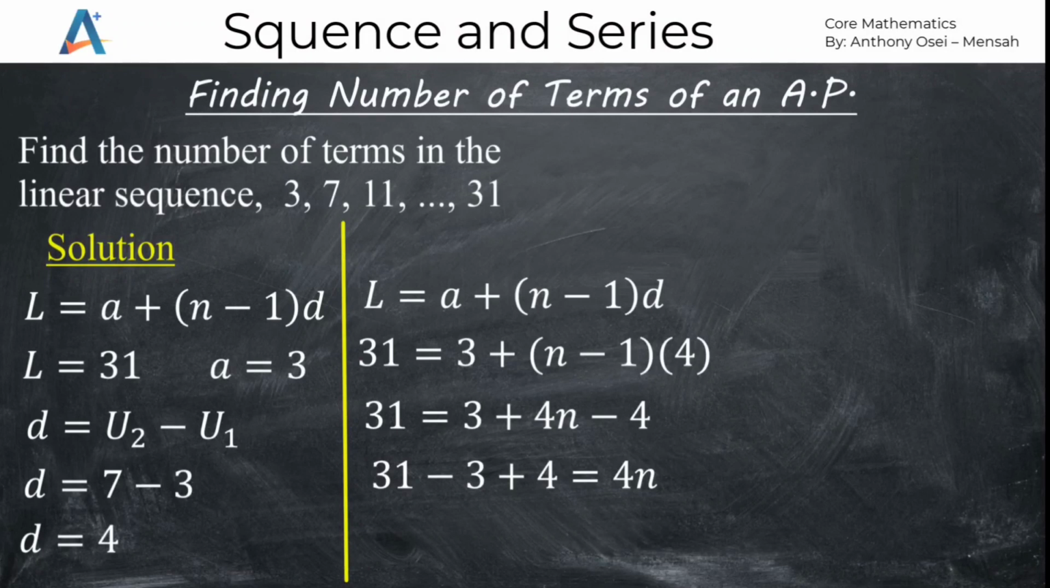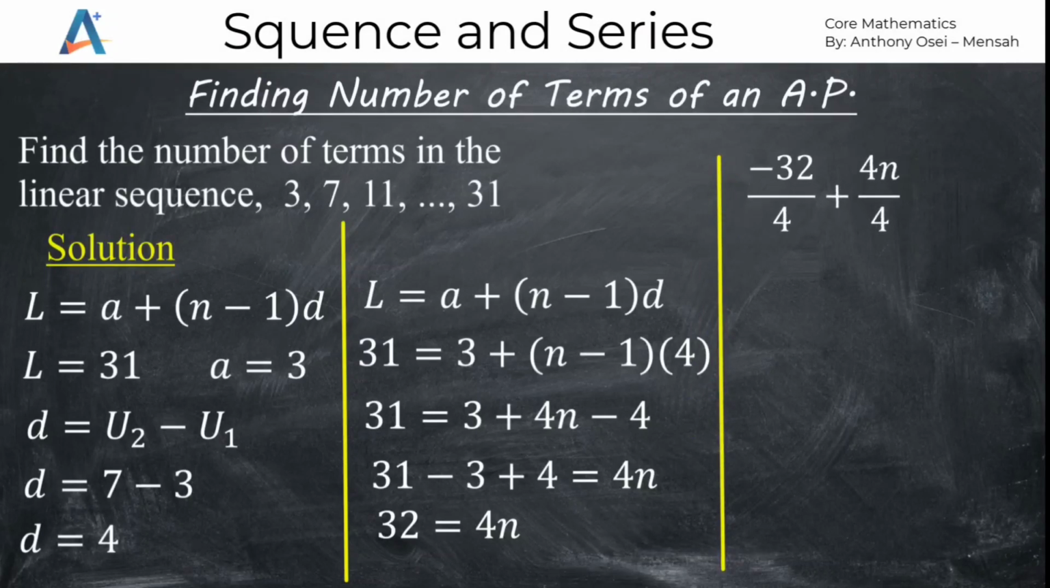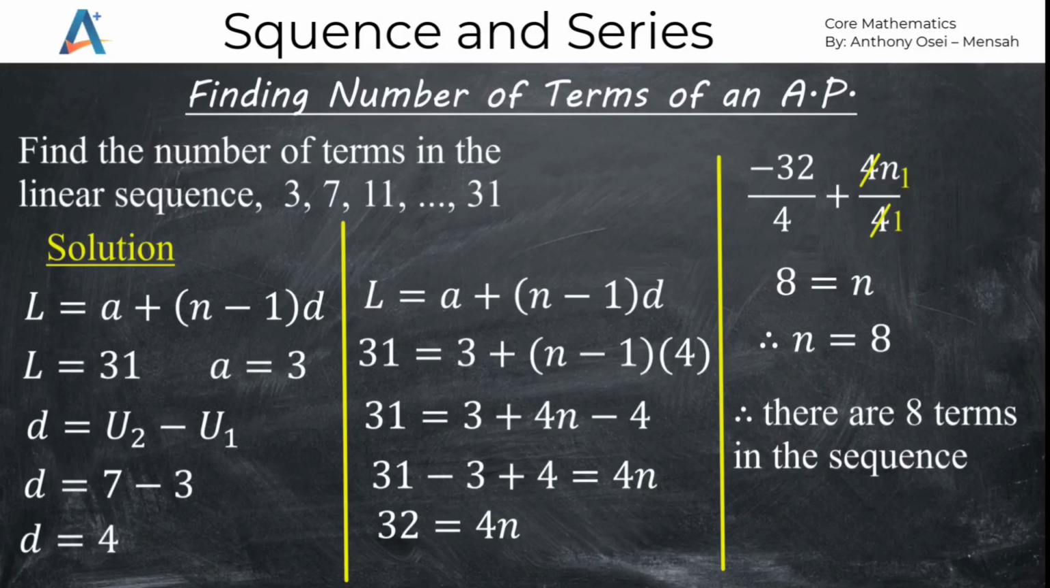Now, once you have grouped like terms, let us simplify that side. We have 31 minus 3 plus 4 will give us 32, which is equal to 4n. So we divide both sides by 4 to make n the subject. 32 divided by 4 gives us 8. So we have 8 is equal to n. Over here, the 4s will cancel each other to give you 1, remaining with n. So therefore n is 8. So the number of terms is 8. So there are 8 terms in the sequence. So the answer for this question, finding the number of terms, is 8.